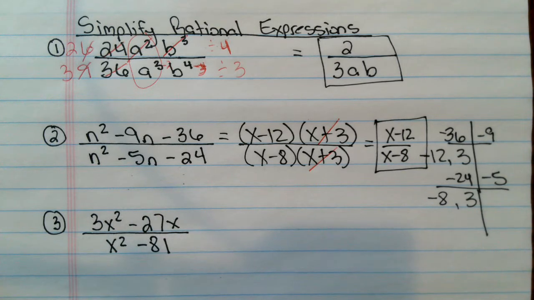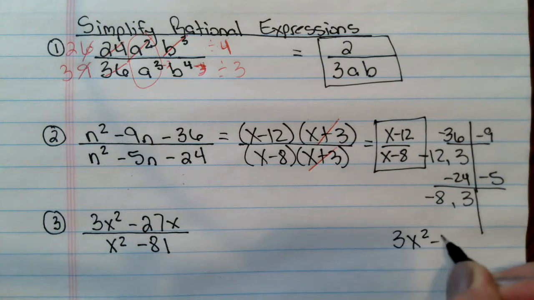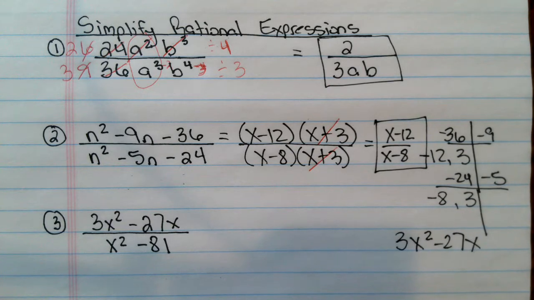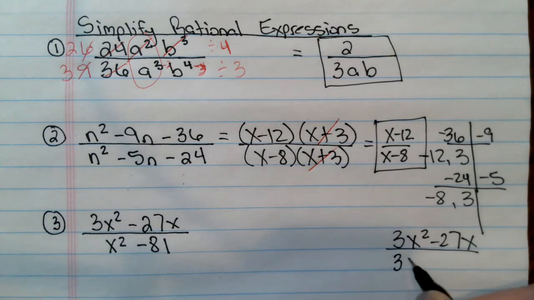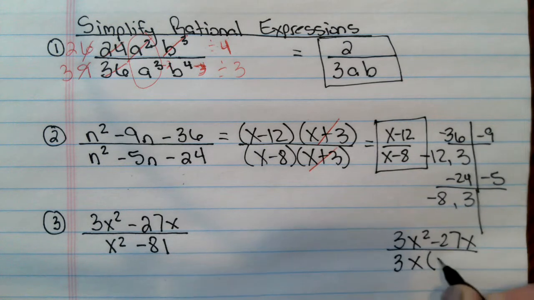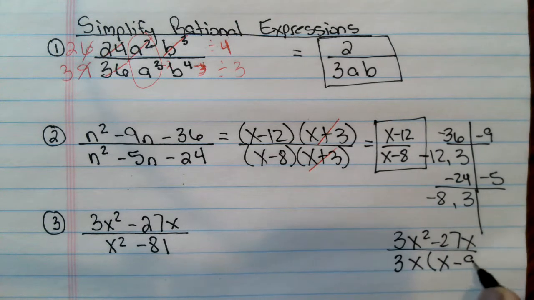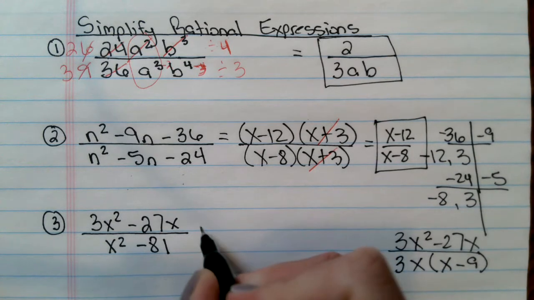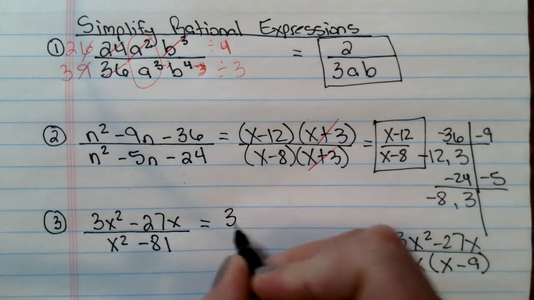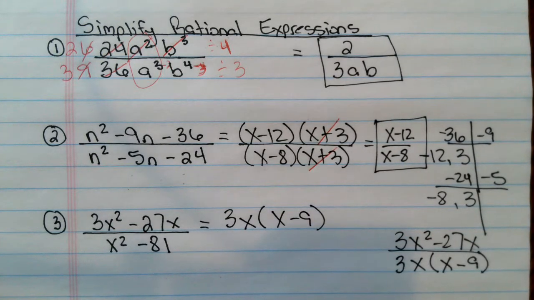Now this one, the numerator. Let's see. I see a GCF there. So 3x squared minus 27x. I'm going to factor a 3x out of both of those, and when I do, 3x squared divided by 3x is x. Negative 27x divided by 3x is negative 9. So this numerator factors as 3x times x minus 9.